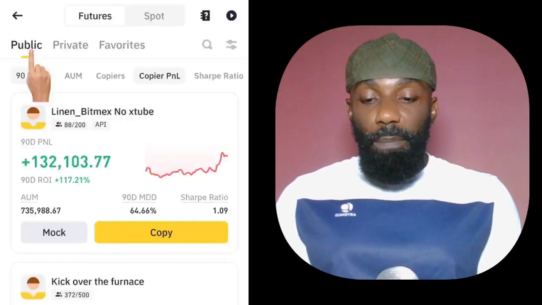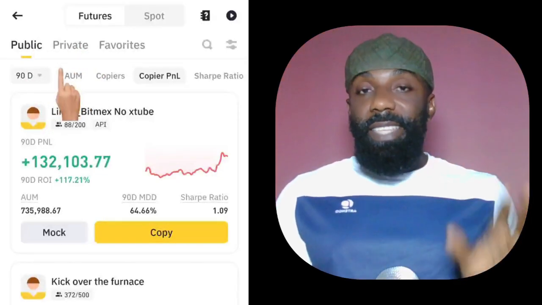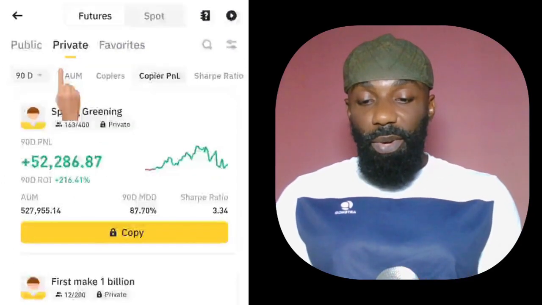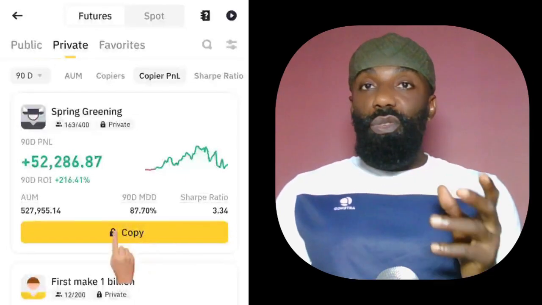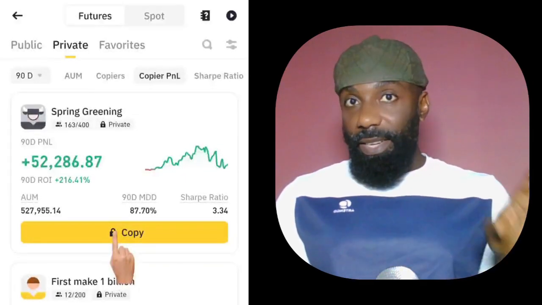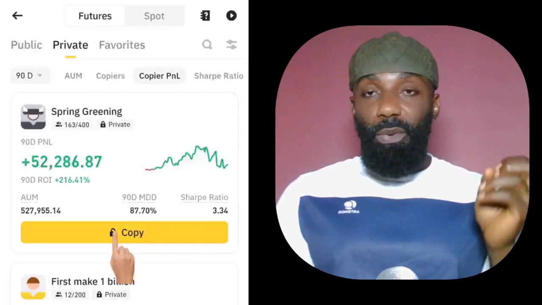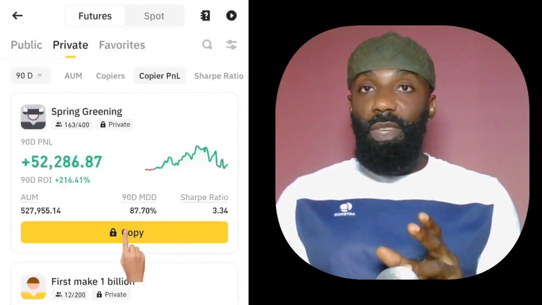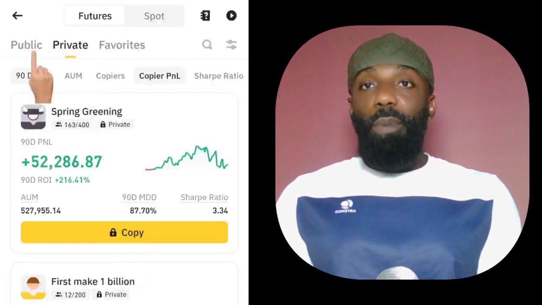Then when you see private here, this actually means that these traders have hidden their profile. So for you to be able to copy those traders, you can see copy, it's locked. Then you are expected to get a code. Most of these kinds of traders have Telegram channels where they get their members from. Their members will get that code, then they come to Binance here, put in that code, and they'll be able to follow them. But we're not going to be looking at private here, we're going to be looking at public today.